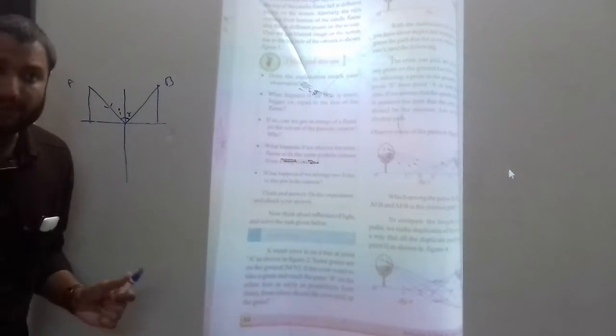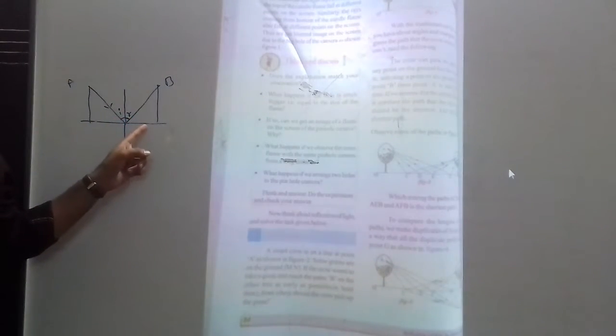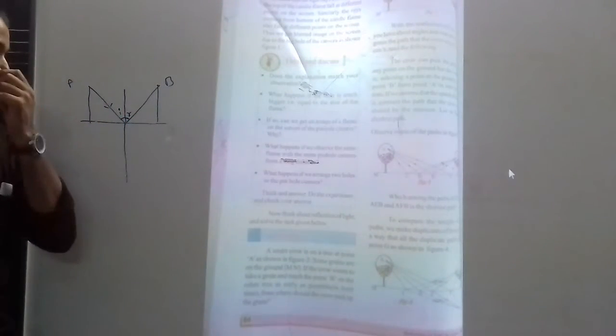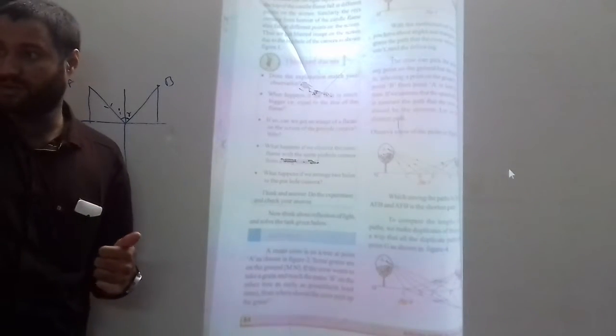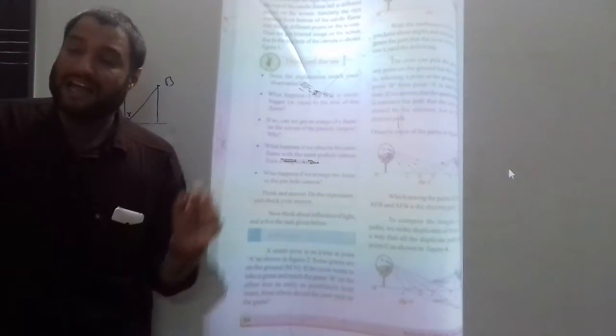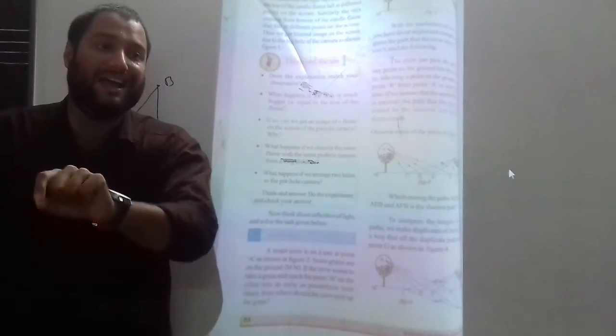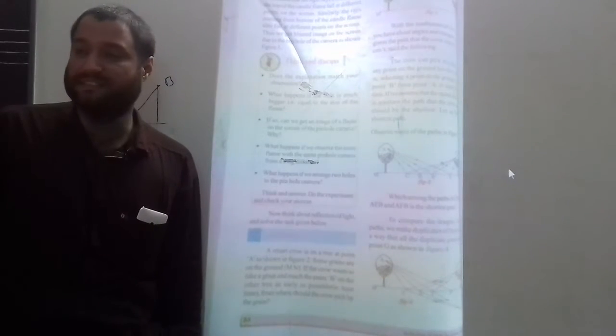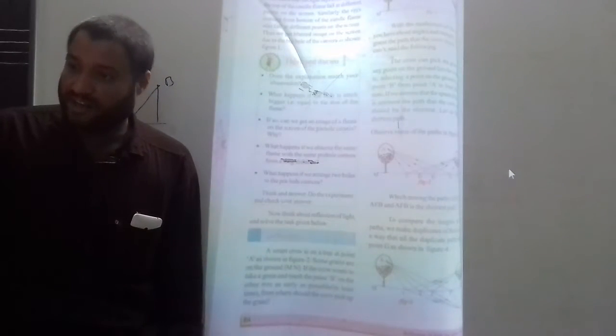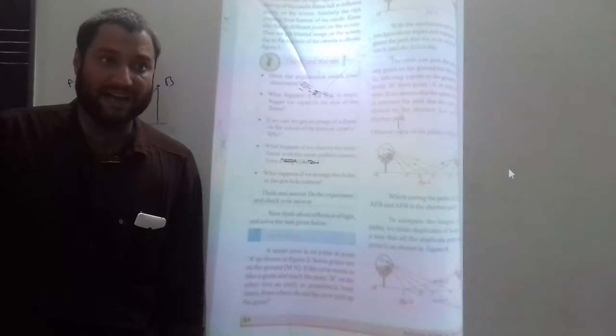Least time is possible when this angle is equal to this angle, when angle I is equal to angle R. Indirectly we have proved the first law of reflection, which states that angle of incidence is always equal to angle of reflection. Clear with this one? Everybody understood this activity?